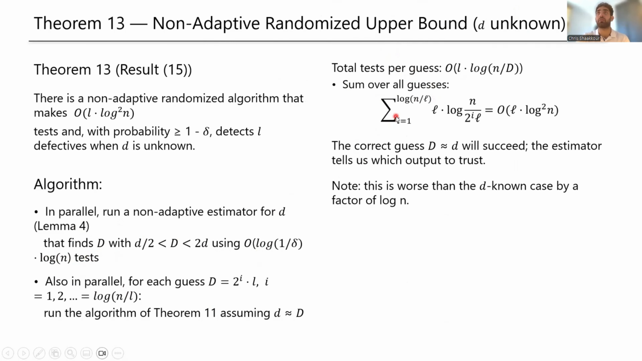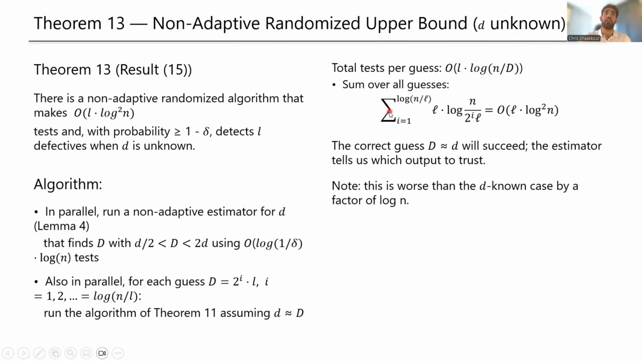So if we sum this over all of the iterations of I, which is I equals 1 to L log n divided by delta, we get the following: L times log of n divided by 2 to the power of I times L, which is equal to, by simple math, L times log squared n. And we know that the correct guess D, which is approximately close to the actual defective items, will succeed. The estimator tells us which output to trust. Okay, so the estimator that we have created will tell us approximately which result to trust, and this gives us the upper bound.